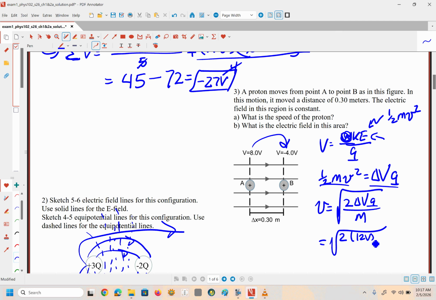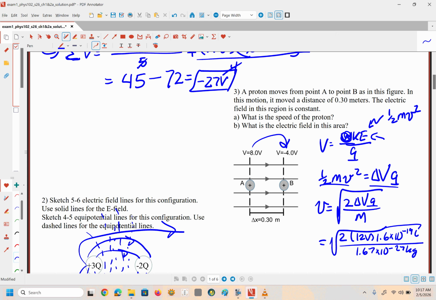I could put the negative in here. It actually is a negative change in potential, but no, we're not going to worry about the negative. We'll just leave that out, because I'm just looking for the magnitude of the speed. And then the q is a proton, so that's 1.6 times 10 to the minus 19 coulombs divided by m. For a proton, that's 1.67 times 10 to the minus 27 kilograms.